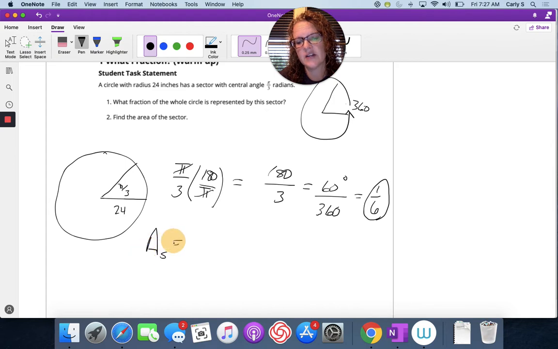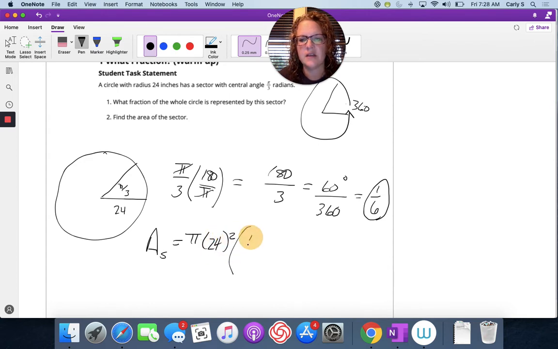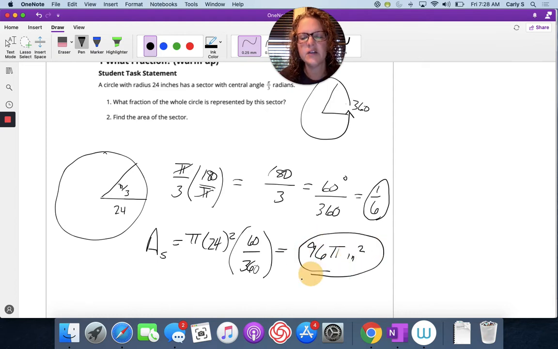Area of the sector is pi r squared times the proportion. I can use 1/6, but I can also use 60 over 360 because that's how we've been doing it in the past. So if I do all this math, my answer is 96 pi inches squared. Okay, it's a good warm-up.